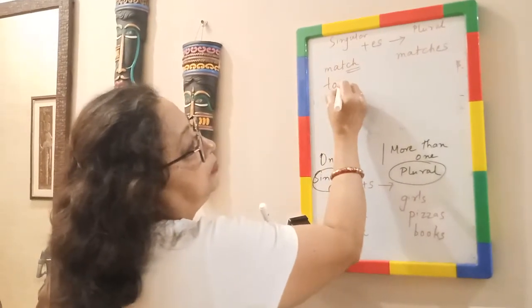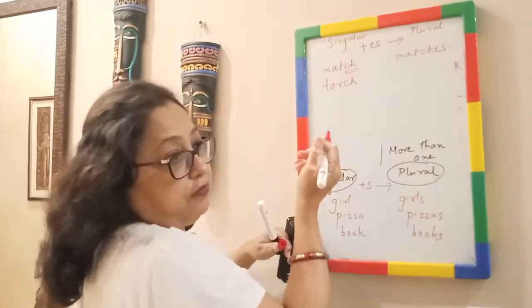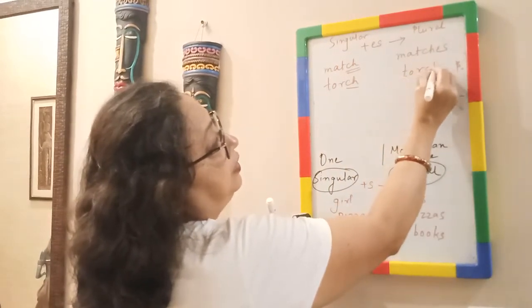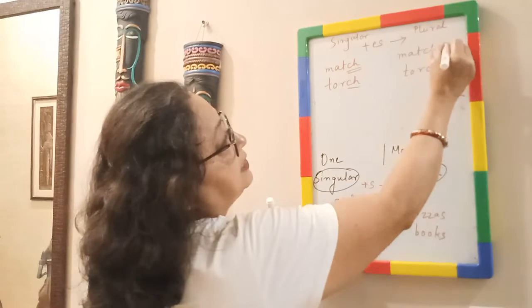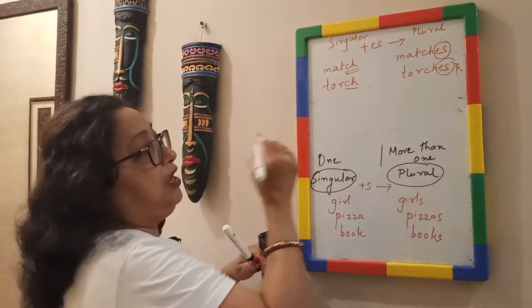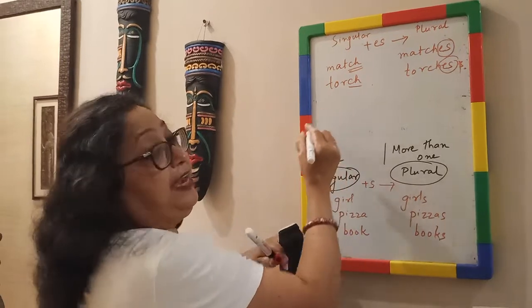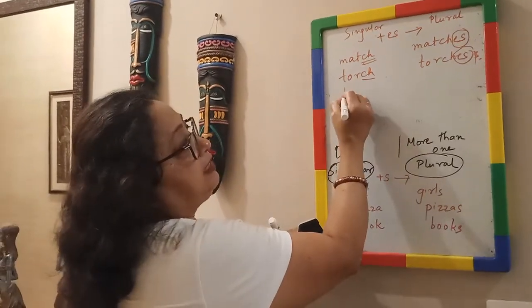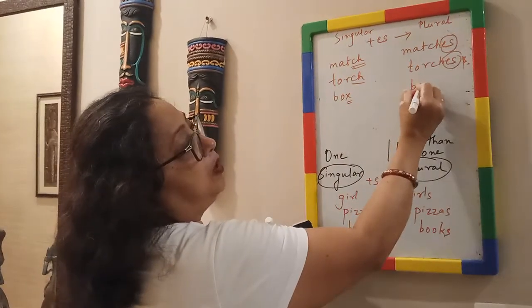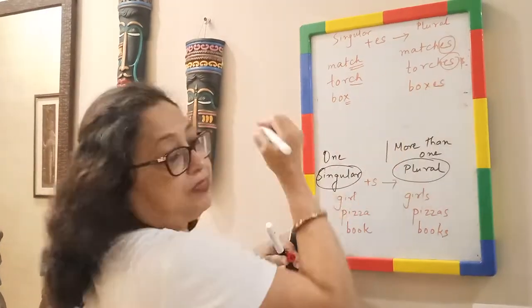Torch. We all know torch. This is torches, so here we are adding ES. Clear? Next, if the words end with X, you know X, for example, box, ending with X, it will become boxes.